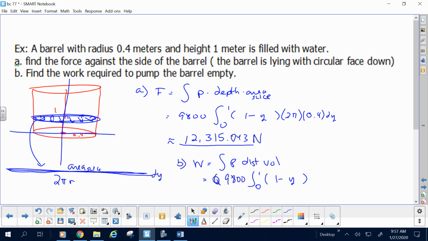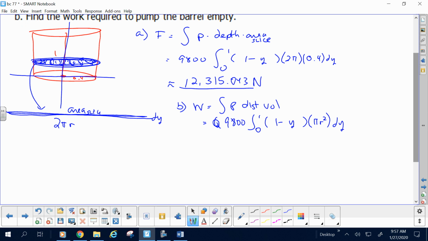All right. Volume. Would it be just the volume of a circle? The volume of a circle is two-dimensional, so no, good try. But volume of a cylinder, yeah. What's the volume of a cylinder? Pi r squared dy. Is r constant or variable? Constant. And so 1 minus y times pi times 0.4 squared dy. I imagine that 0.4 will cause it to be a little smaller answer. 0.4 squared is 0.16.